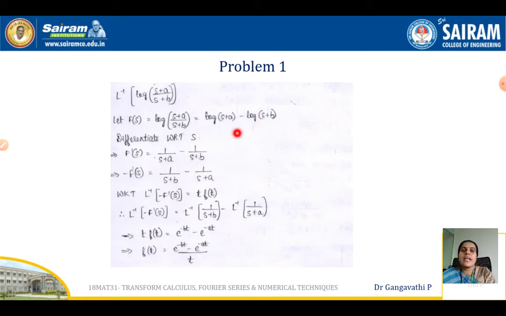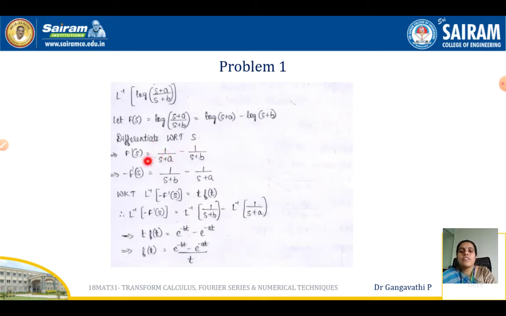Here it looks like if we go for differentiation, it would be helpful, because the differentiation of log is 1 by (s plus a), and we can get the inverse Laplace transform of it. So this is how you need to analyze the problem in the beginning, deciding which method would be better and gives us the solution soon. So now go for differentiation. Differentiate with respect to s.